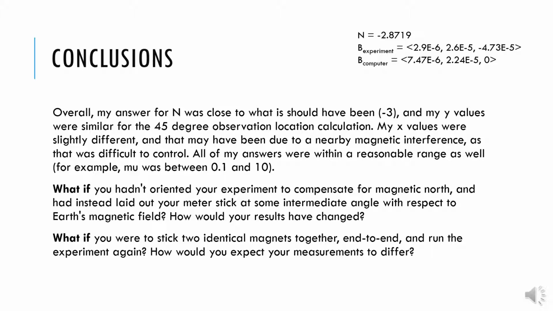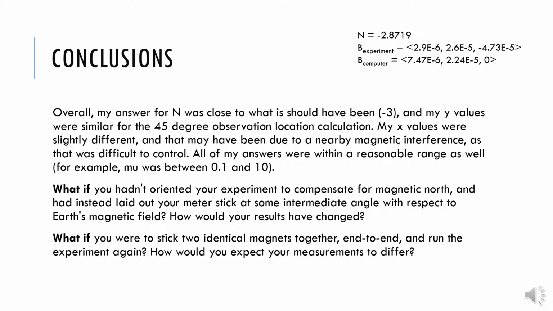My final results can be seen in the upper right corner here. Overall, my value of mu was close to negative 3, the value derived in the Biot-Savart law, and my y values were very similar in the final 45-degree magnetic field vectors measured both experimentally and electronically. My x values were slightly different, which may be due to external magnetic fields impacting the measurement. My value for mu was also in the range of acceptable answers given by RTA, so my overall results for this lab are reasonable.